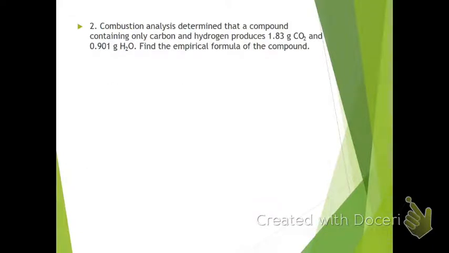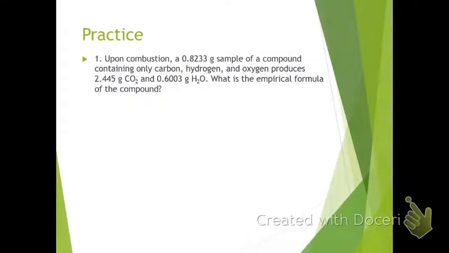Here we perform combustion analysis on a hydrocarbon. We need to be on number 1 to start. So we combusted a 0.8233 gram sample of a hydrocarbon. That hydrocarbon contained carbon, hydrogen, and oxygen. It tells us how many grams of CO2 are produced and how many grams of water are produced.